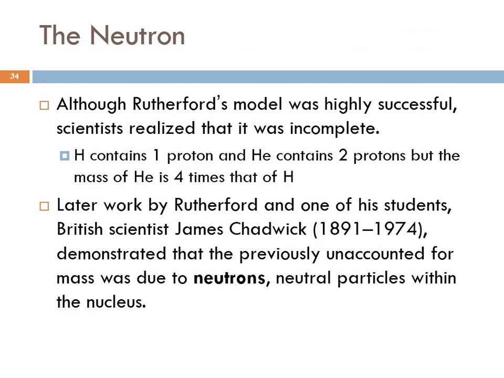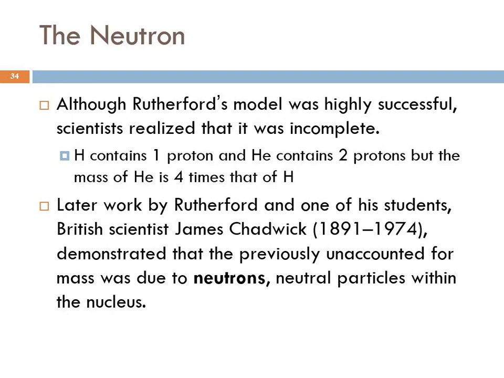So this model was highly successful in that it explained observations. It explained why some of those particles bounce back and yet most of them go through. It explained everything that they knew to date. But it was still not quite complete. One of the problems was a hydrogen atom has 1 proton, a helium atom has 2 protons. And atomic theory says that these protons, that's where the mass is in the nucleus. And based on the knowledge of these number of protons, you would expect that helium would weigh twice as much as hydrogen. But it actually weighs 4 times as much.